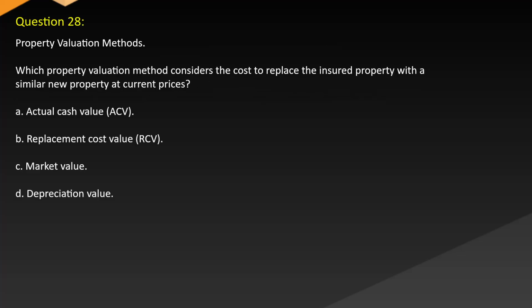Question 28. Property valuation methods. Which property valuation method considers the cost to replace the insured property with a similar new property at current prices? A. Actual cash value (ACV). B. Replacement cost value (RCV). C. Market value. D. Depreciation value.